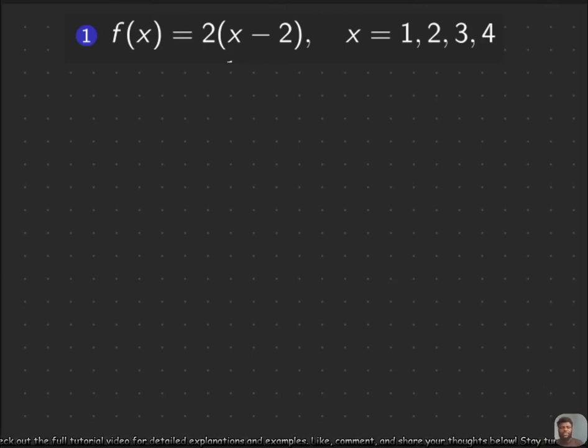For this first question, f of x is given as 2 into bracket x minus 2, where x takes values 1, 2, 3, and 4. We can start by solving for f of 1. We are testing two conditions. First off, f of x should be greater than or equal to 0, meaning it shouldn't be negative. So if we get even one negative value, that ends it. There is no need to solve further. Let's take a careful look at that.